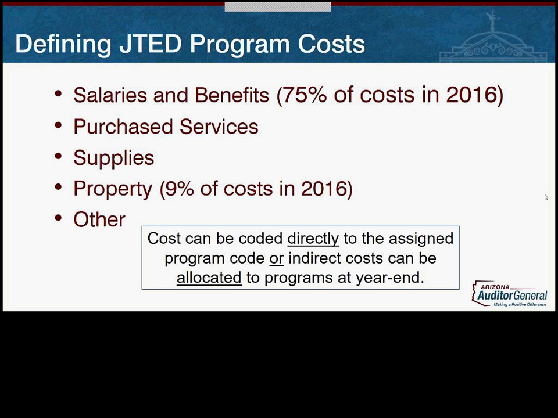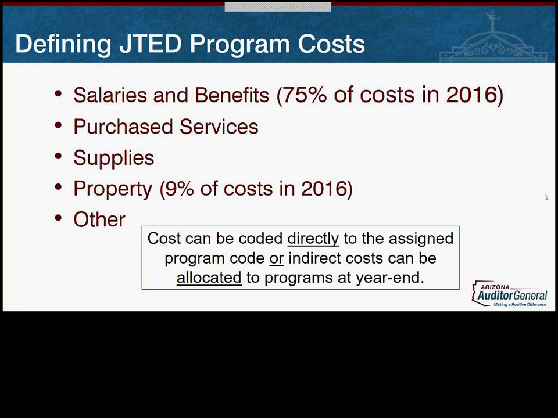As you look at salaries and benefits, keep in mind that when one individual's work benefits more than one JTED program, districts should attempt to accurately divide the individual's salary and benefits between the respective programs based on the amount of work done for each program. Then the appropriate share of the salary and benefit costs will be recorded in the accounting records using the appropriate program codes.